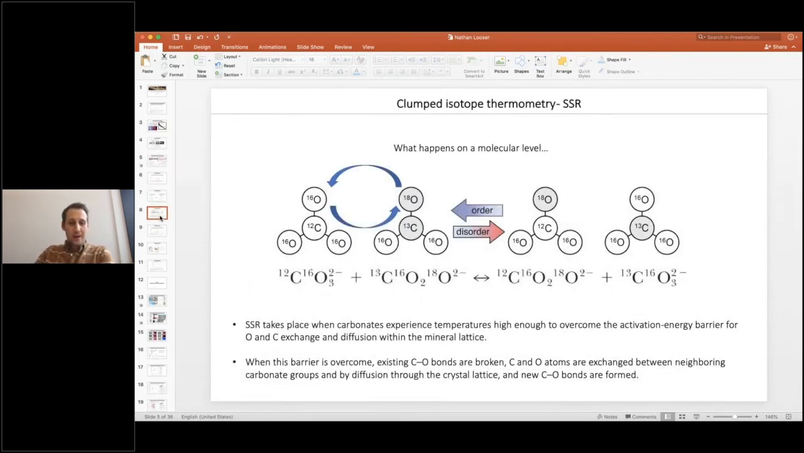On a molecular level, what is happening is that when you experience high enough temperatures, the activation energy barrier for oxygen and carbon isotope exchange within the mineral lattice will be overcome, and then the molecules will exchange oxygen isotopes. If that is happening, of course, you will lose 13C-18O bonds, and the clumped isotope temperature will increase.